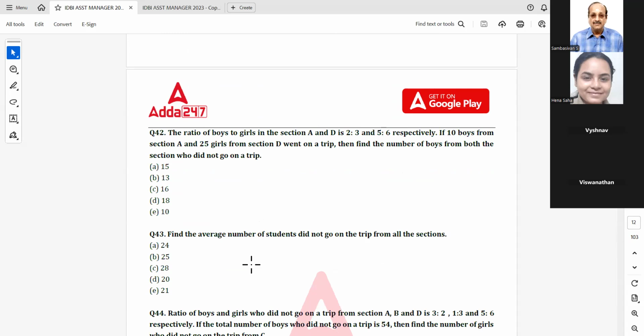Find the average number of students who did not go on the trip from all the sections. This is a good question. Number of students, only students, not boys or girls, who did not go from all the sections. So in section A, how many did not go for the trip? 30 did not go for the trip. In section B, how many did not go for the trip? 16.